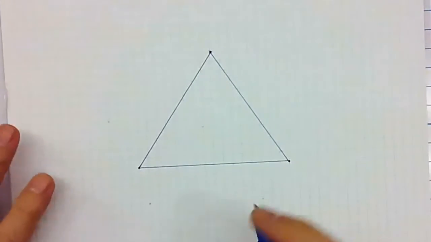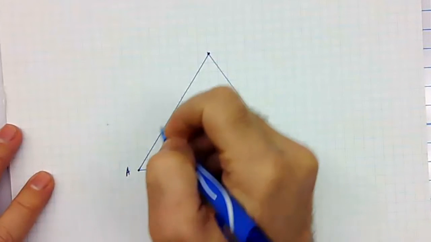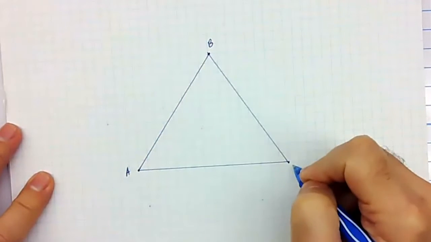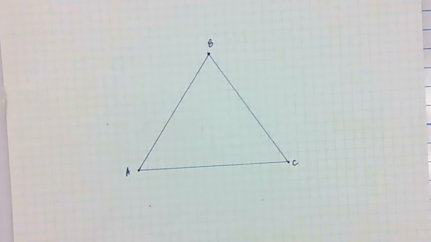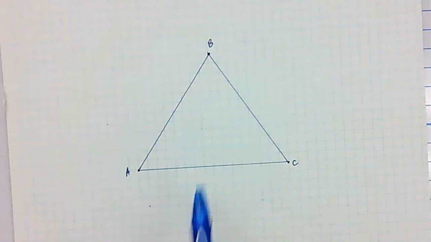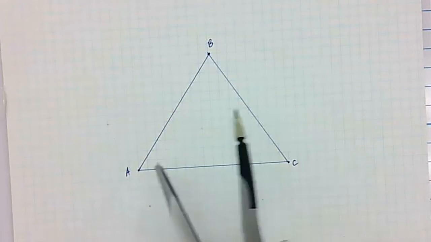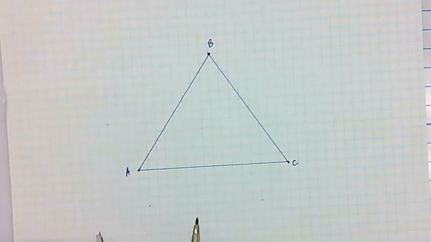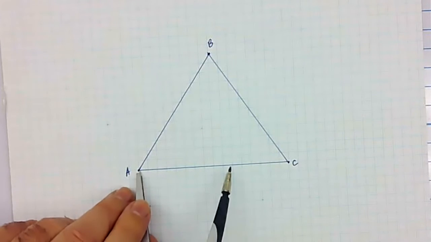And let's call this triangle A, B, C. In order to find the circumcenter, notice that all three of these angles are acute. So we know the circumcenter is going to lie somewhere inside the triangle. And I'm going to use my compass to find the perpendicular bisectors of each side of this triangle. So let's start with AC.